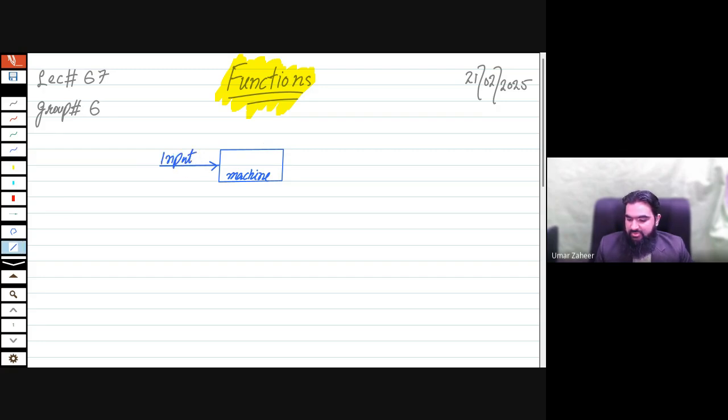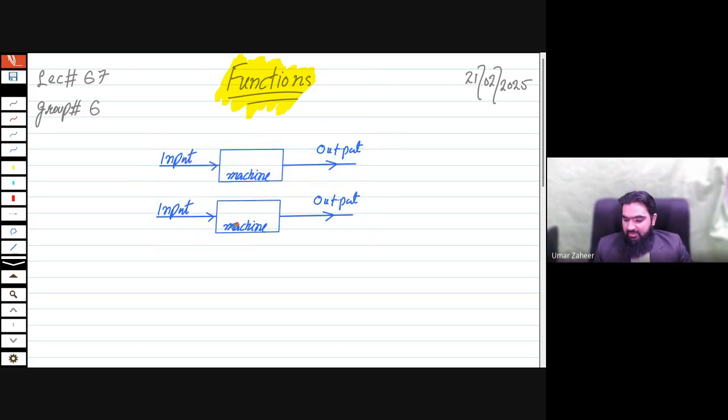It is going to be processed according to the given machine. If it is a juicer machine, it is going to make juice. Or if it is a cutting machine, obviously it is going to cut the fruits. So it does the operations as given. It depends upon the machine, processes accordingly, and gives you the output. All right. So the function works exactly the same way.